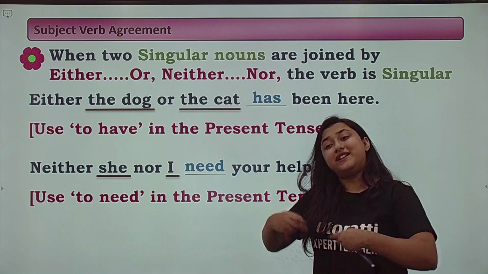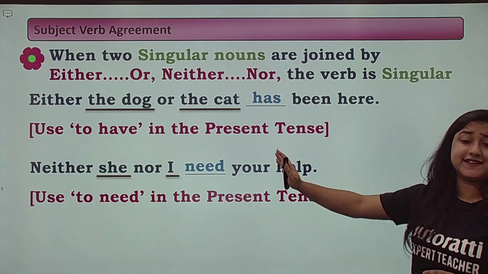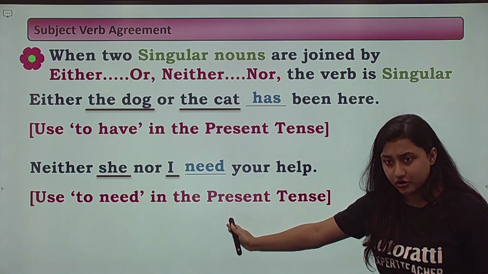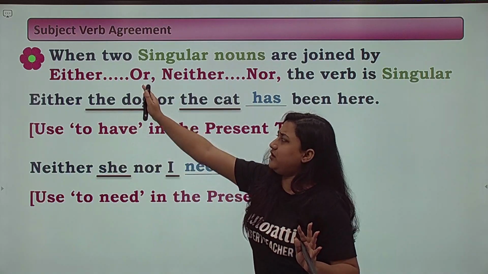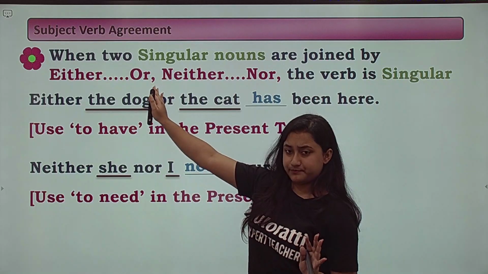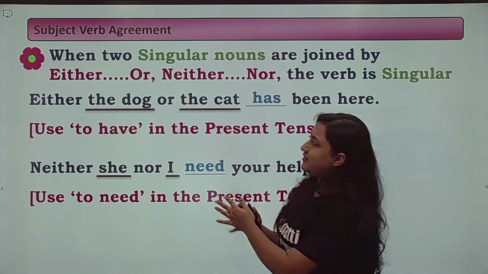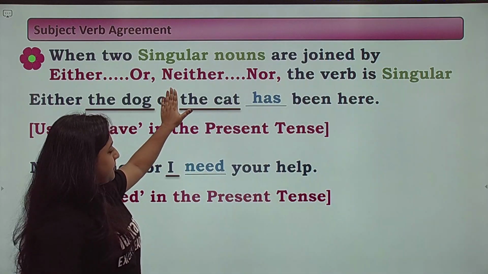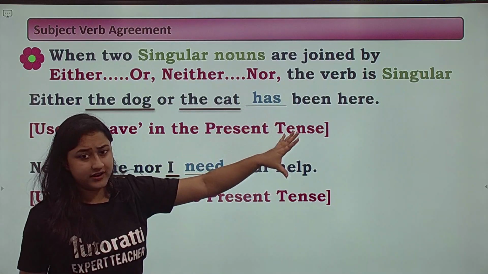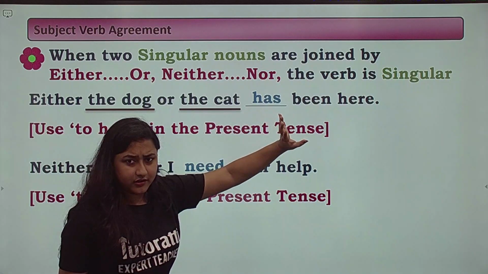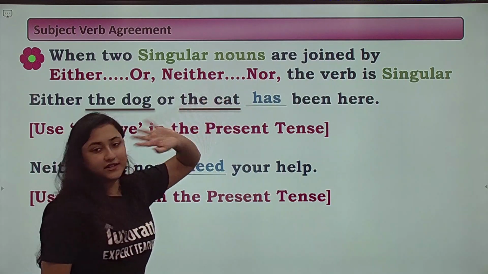Okay, so an even better way to remember it is whenever you see the sentence carrying either or neither nor, forget about the first pronoun. Just forget about it. Don't look at the first pronoun. Cover this up. Just see the next part of the sentence. What would you say? If you read the sentence from here, what would you say? The cat has been here or the cat have been here? Definitely you will say the cat has been here. Whatever goes with the nearest blank, you write that.